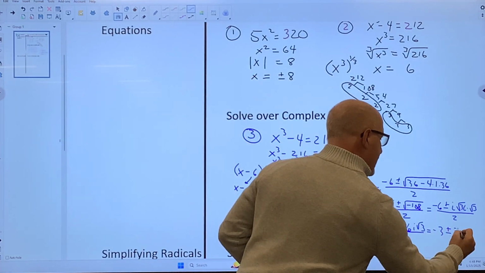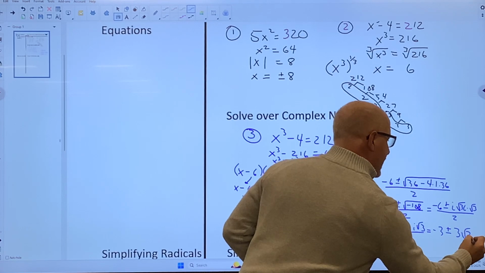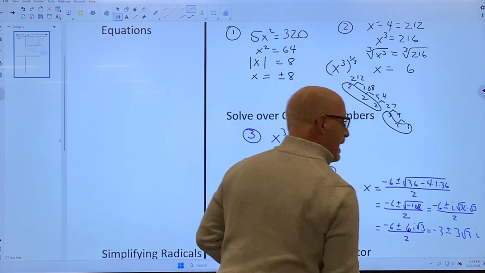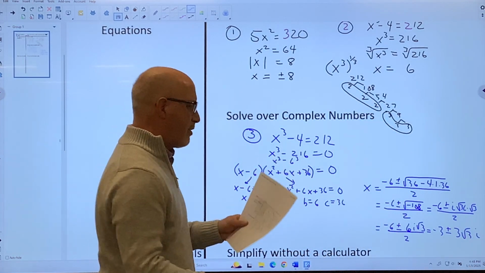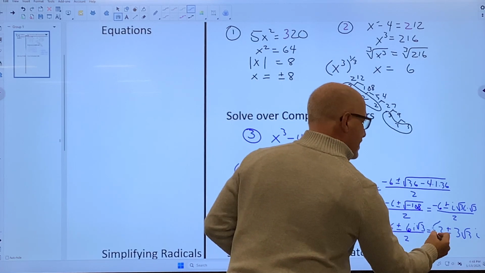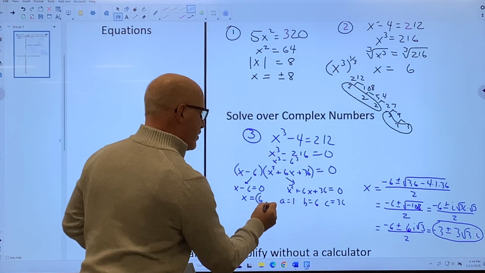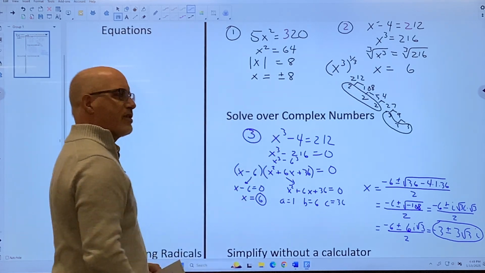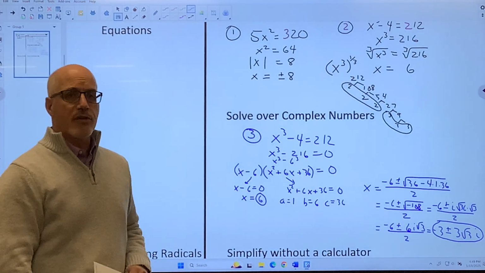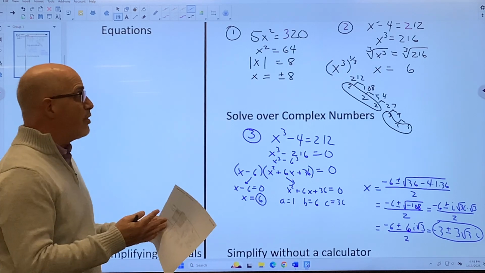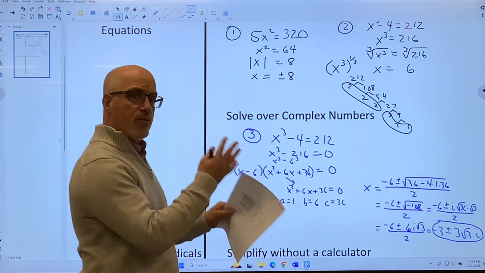So we have 3 square roots of 3, and I like to have the i at the very end, not under the radical, but at the very end. And so this would be the answer to 2 of the roots, along with this 1 root over here. So 3 roots to that, solved over complex numbers. So that's a little bit of review over solving using roots.